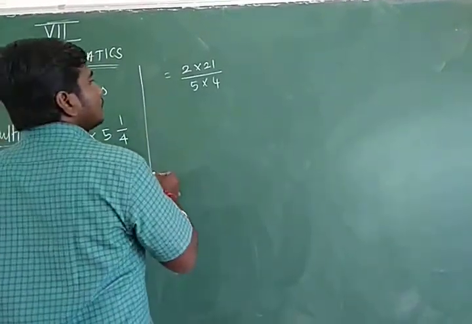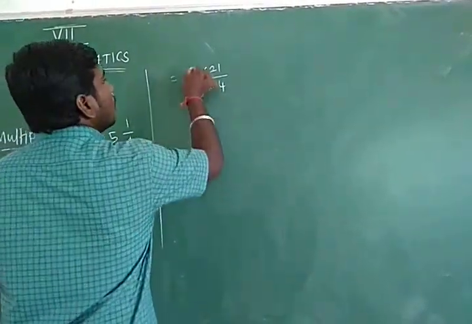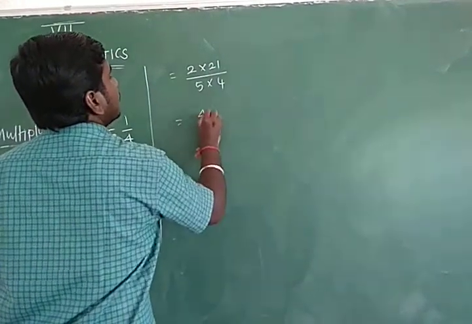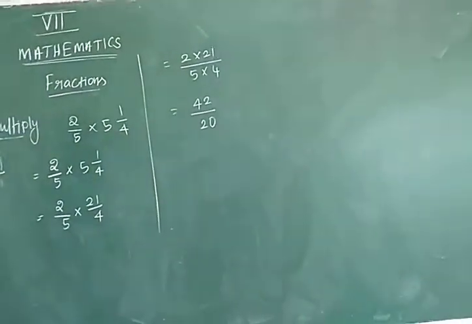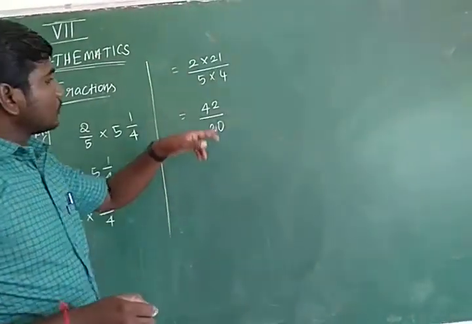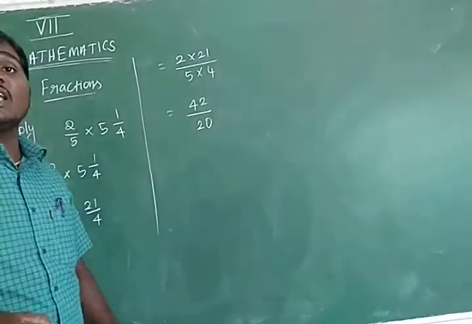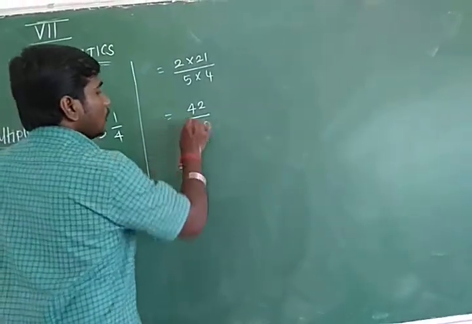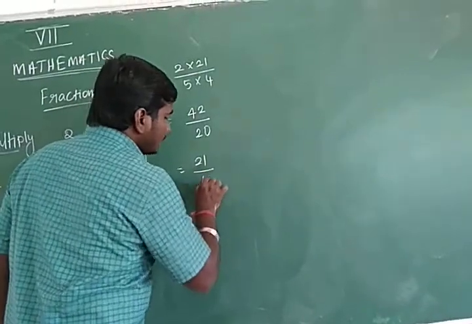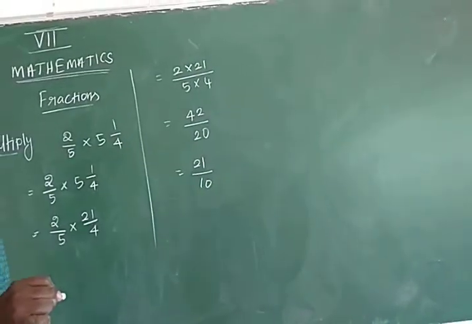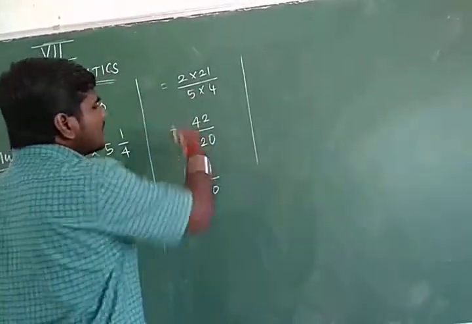For example, first I will explain without simplification. 2 into 21, 42, divided by 5 4s are 20. Now we can cancel here: 42 and 20, both are even numbers, so we can divide by 2. 21 2s are 42, 10 2s are 20. Right. Now it is without simplification.